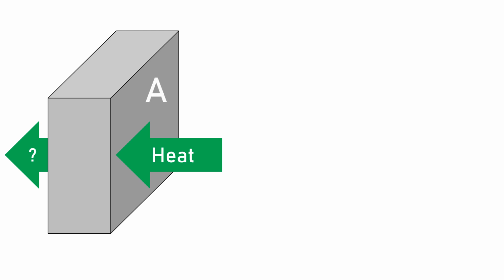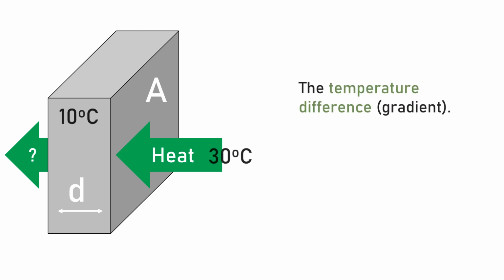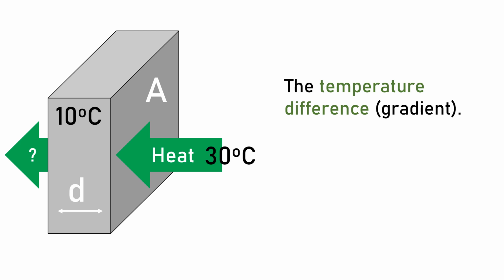The first is A, the area across which we're applying that heat. The second is D, the distance that that heat needs to be transferred through the object to reach the other side. The third is the temperature difference or gradient between our heat source and the object itself. In this case, we can see that the heat source is at 30 degrees C and the object at 10 degrees C. So we can say that that object would warm up and therefore there would be more conduction of heat through it.